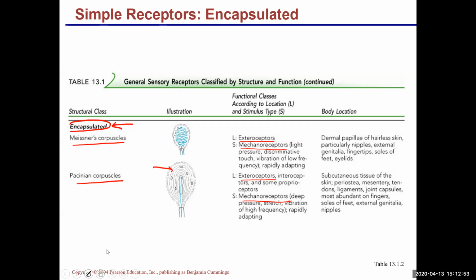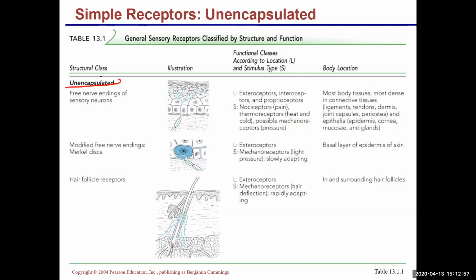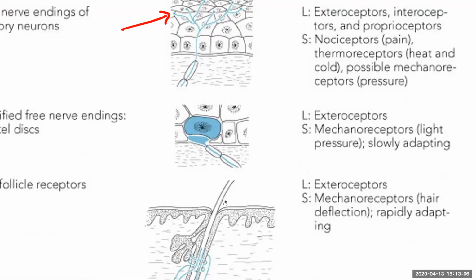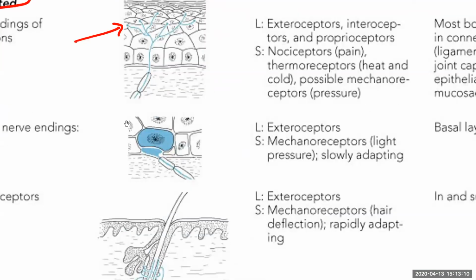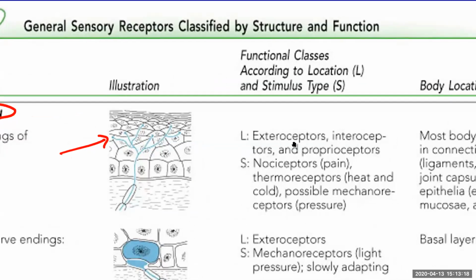Versus unencapsulated, right? Here's the unencapsulated, and you can see they're just free nerve endings. If we could enlarge that, similarly, there are no extra structures around the nerves. So they are unencapsulated, and that's what they look like. Where they are located, what kind of stimulus.